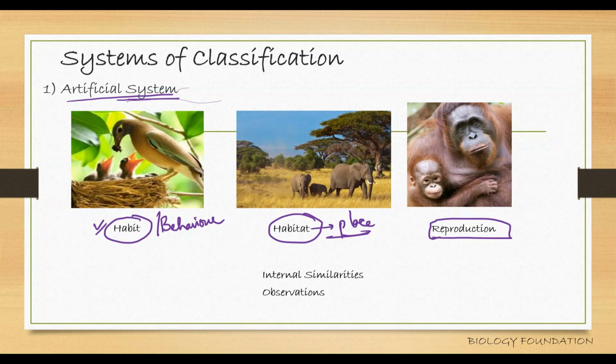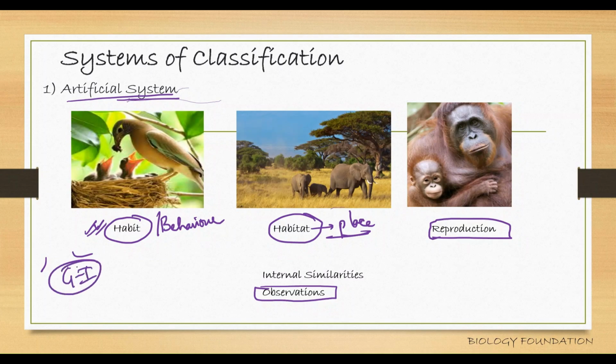So, in the artificial system of classification, students, try to understand that here organisms are classified based on mere observation. That means based on how they look, we are classifying the organisms into different groups. You will understand what this artificial system of classification is as I go through the next slides. But try to understand that here we are classifying organisms based on the behavior they show. For example, if there are two different animals but they show the same behavior, then there is a chance that both these animals can be kept in one group.